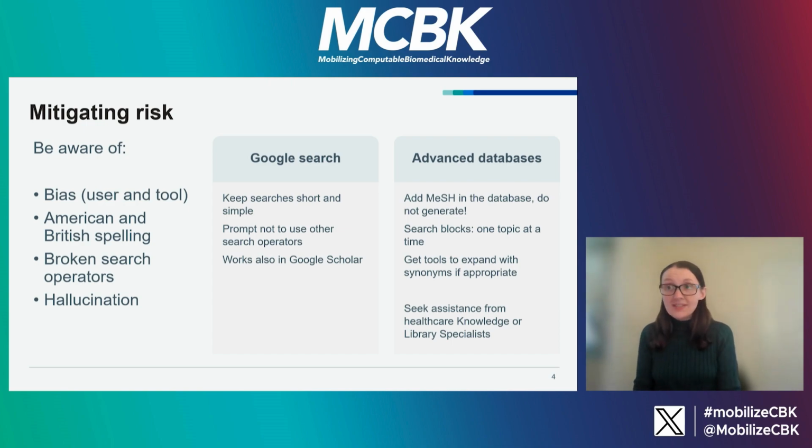And of course, it's important to be aware of bias, both of the user and the tool, when building these search strategies. Large language models can be prompted to use both British and American English, but will generally default to American spelling unless prompted otherwise. And it's good to double check the strategy for hallucination, either for unusable search operators or irrelevant keywords.